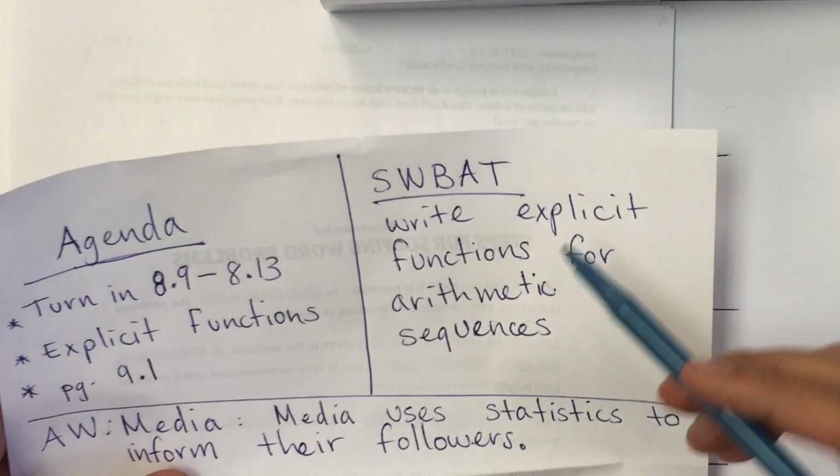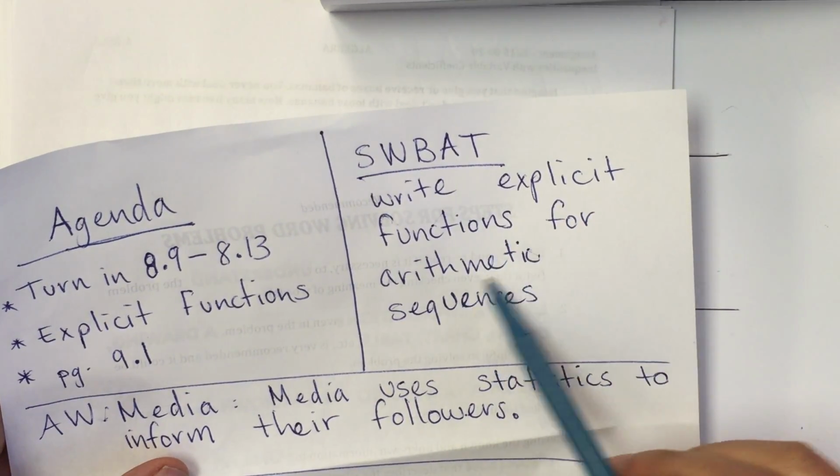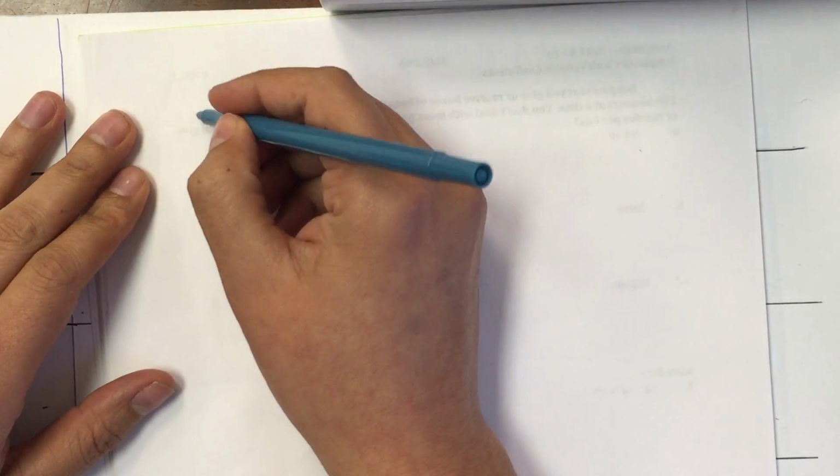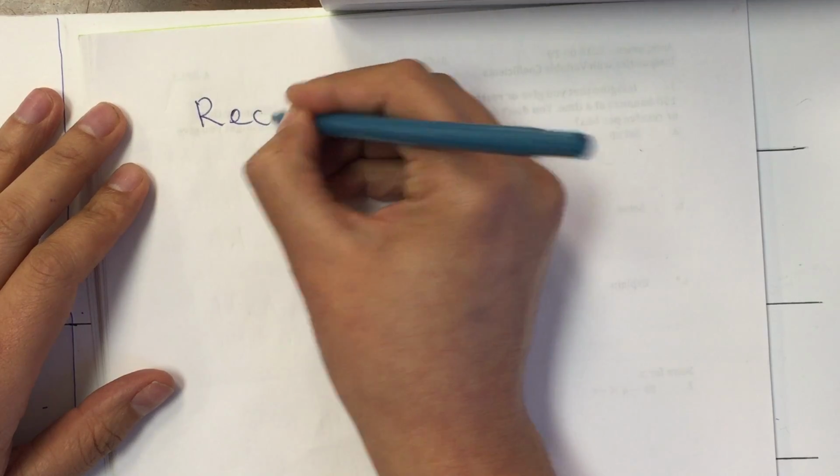Before we start with our goal, which is to write explicit functions for arithmetic sequences, I want to kind of go back to recursive formulas. And you're like, what? What is a recursive formula?